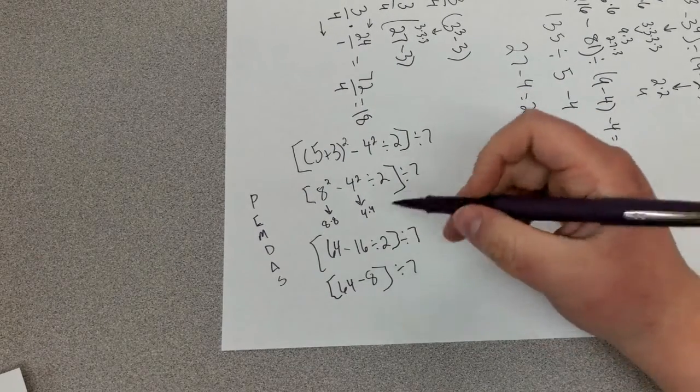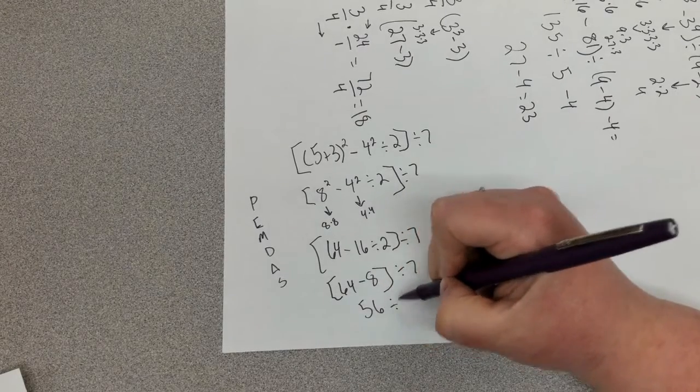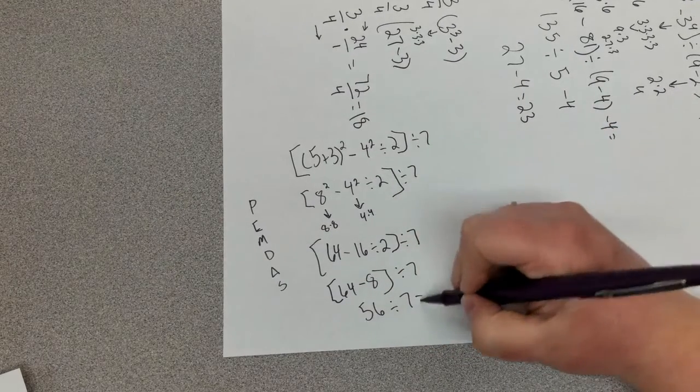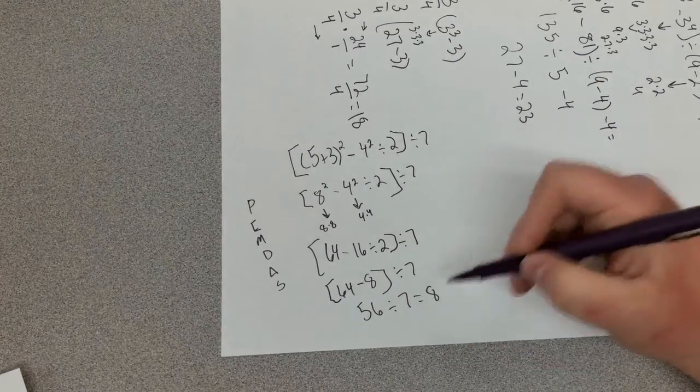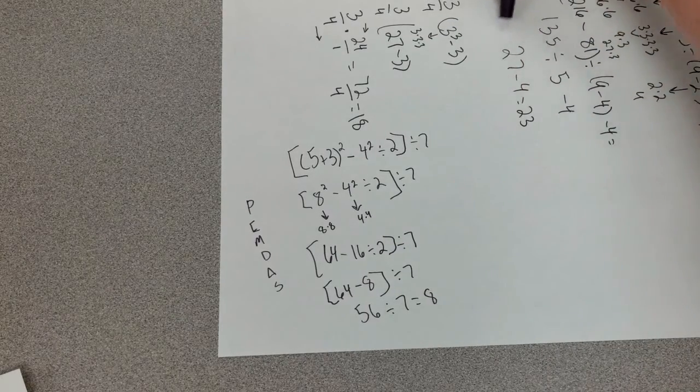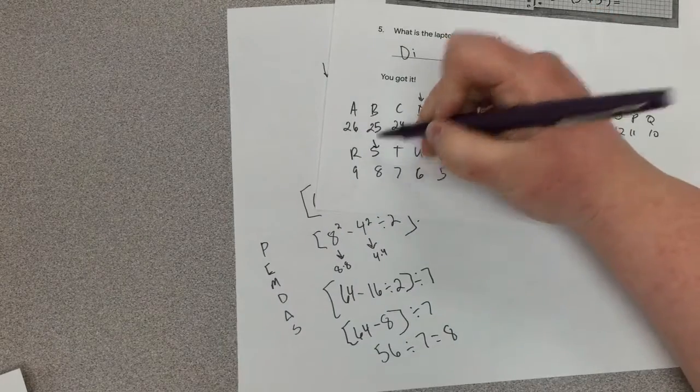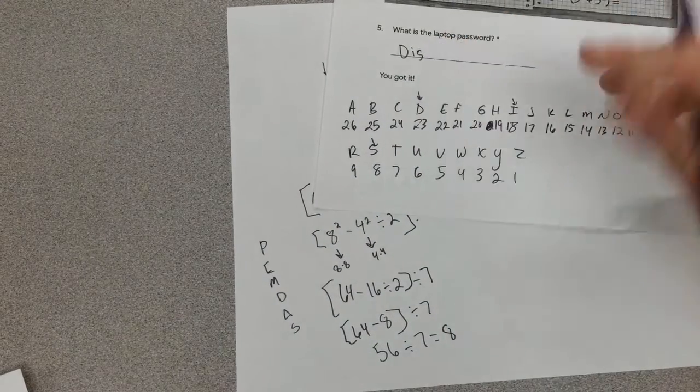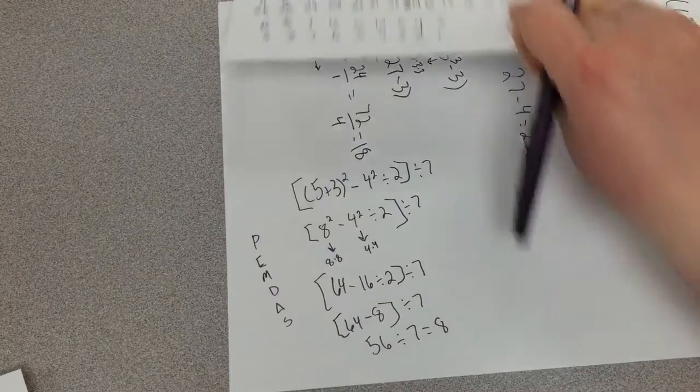64 minus 8 is 56. Divided by 7, my answer is 8. So I look back, I find my 8. It's right here. Next letter is an S. So that's all I'm going to do for that section.